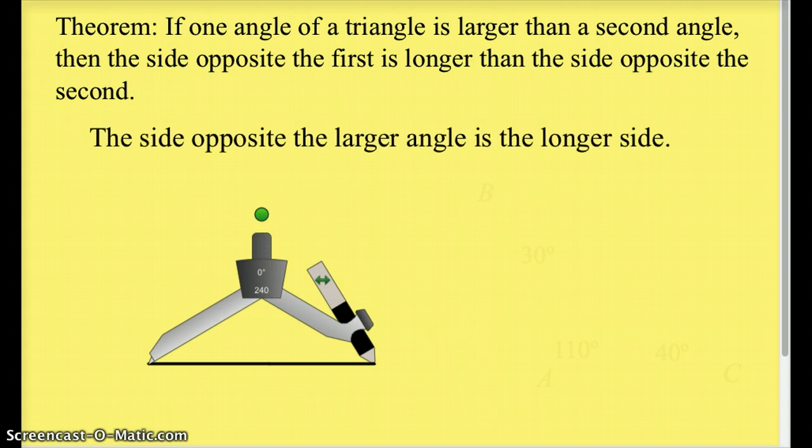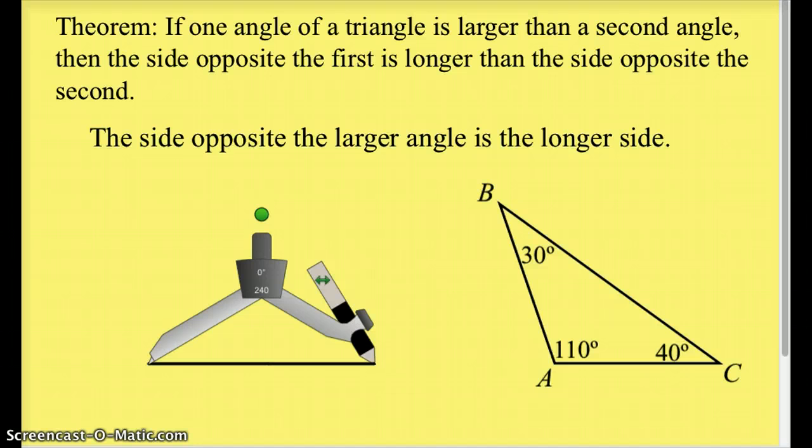The side opposite the larger angle is the longer side. Take a look at this triangle and put in order from greatest to least which sides are the longest down to which side is the shortest. The side opposite the larger angle is the longer side. So the side that's the shortest is opposite the smaller angle.